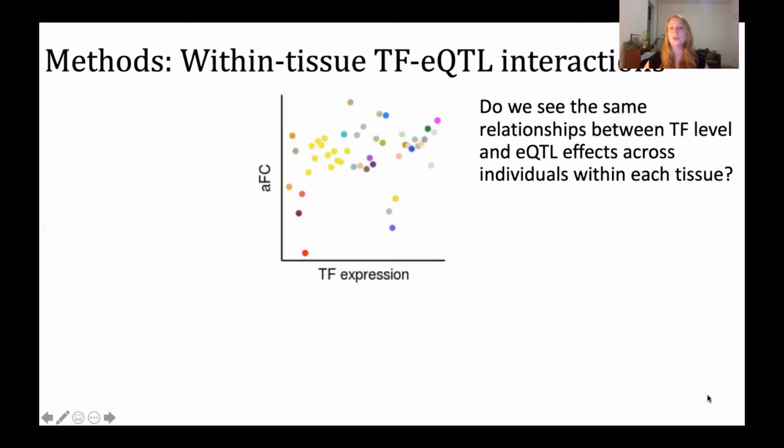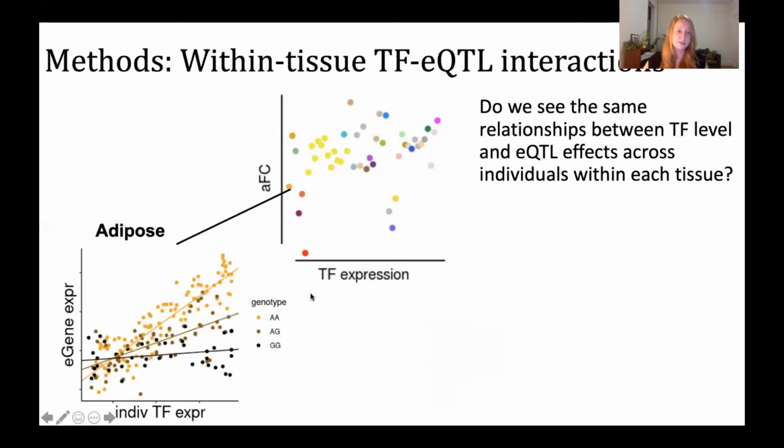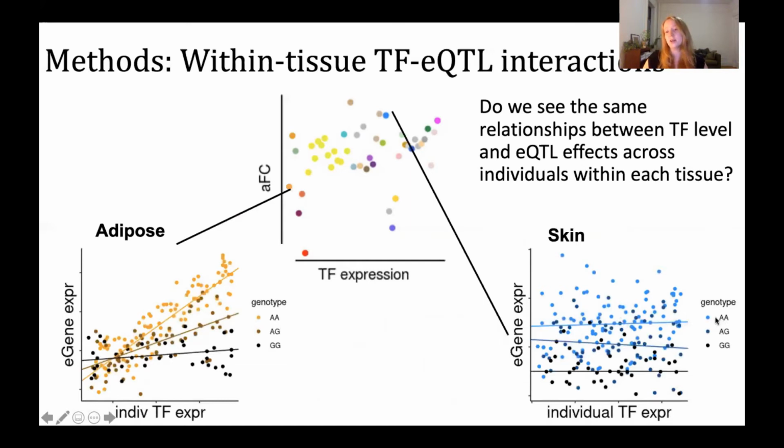We also asked, within a certain tissue, do we see a relationship across individuals between transcription factor level and eQTL effect size? Here on the left, we do see an eQTL effect in adipose tissue as there's different gene expression for the 3 different genotypes. And we also see an interaction with the transcription factor level. However, for skin tissue over here, again, we see an eQTL effect, but we see no transcription factor effect on that eQTL effect. So here we would say that across tissues, we see a transcription factor eQTL relationship, and within adipose tissue, we see a transcription factor eQTL relationship. But in this skin tissue, we do not.